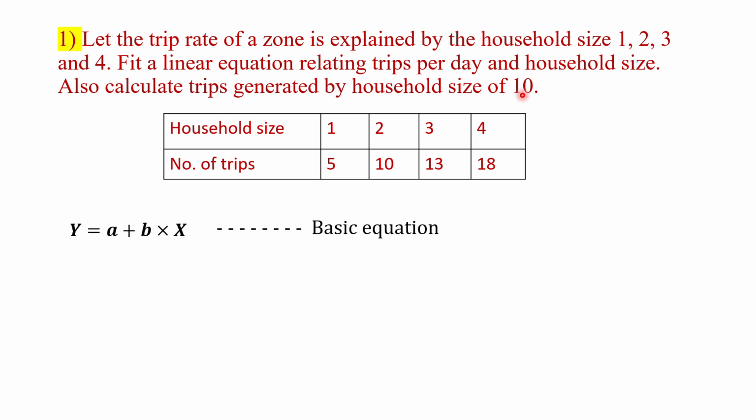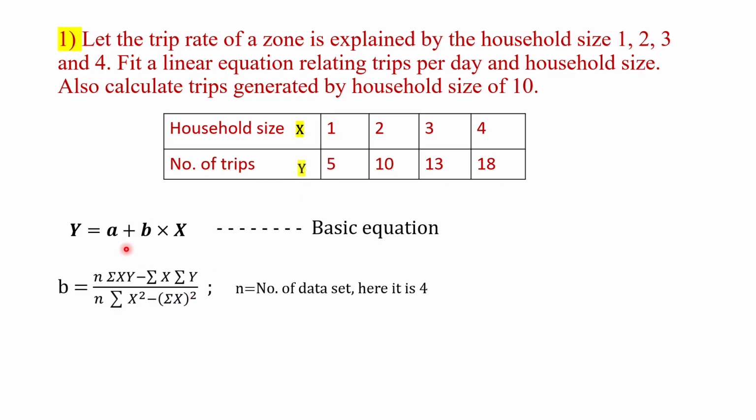So the basic equation of linear regression is y is equal to a plus bx, where a and b are two coefficients. x is the independent variable. In this case, household size is the independent variable and y is the dependent variable, which means y depends on x. So the number of trips depends upon the household size. In order to find b, we have the equation b equals n into sigma xy minus sigma x into sigma y, divided by n into sigma x squared minus sigma x whole squared. You have to learn this equation by heart in order to do this math.